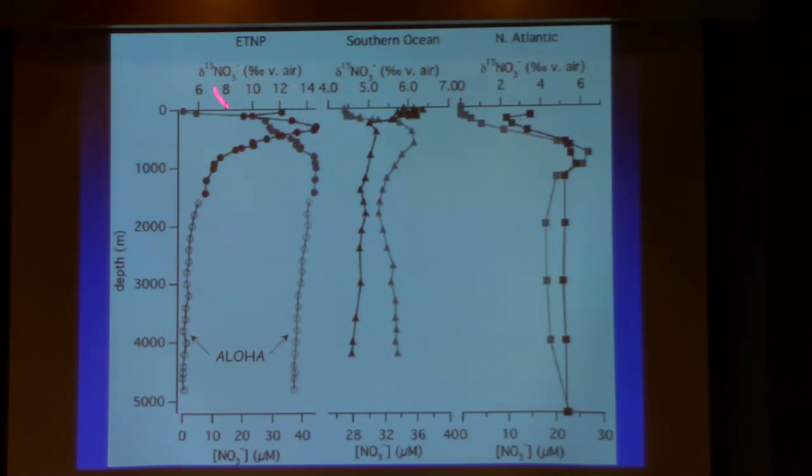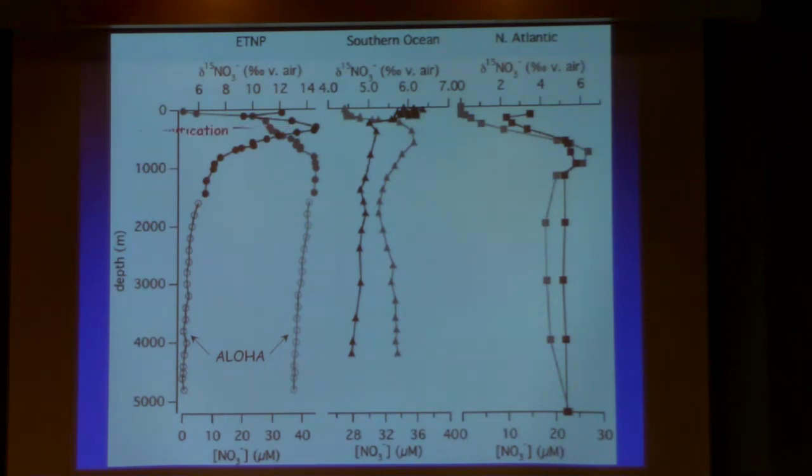This increase in the nitrate isotopic composition is due to the fact that you break N-O bonds. And it's a kinetic isotope effect. Bonds to lighter isotopes are weaker than bonds to heavier isotopes, so you lose light nitrogen, and the residual reactant increases. So this increase in the nitrogen isotopic composition with depth is indicative of denitrification.